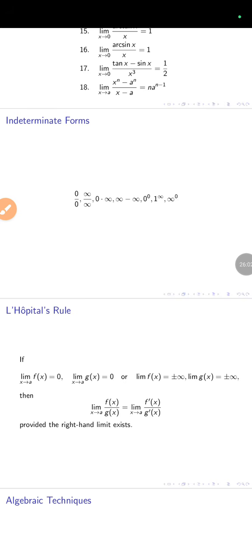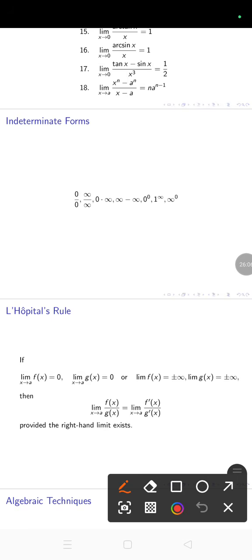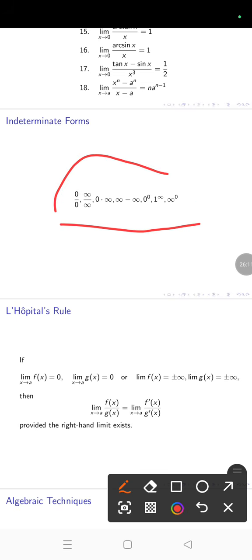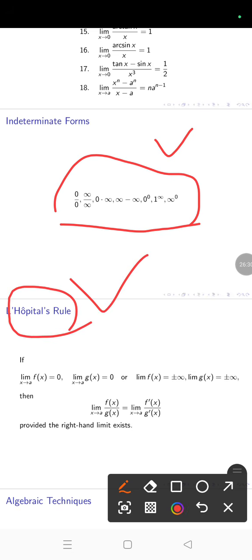So 1, 2, 3, 4, 5, 6, 7. So these are 7 indeterminate forms we can find at the time of solving a limit. We solve this type of indeterminate forms using L'Hospital rule.